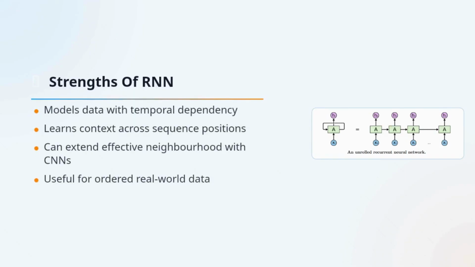One major advantage of RNN is that it can model sequence data, where each sample may depend on previous ones. That means it is naturally suited for ordered data instead of isolated inputs. In some applications, RNNs are also combined with convolutional layers to capture broader context. So for sequence-aware learning, RNN offers a very important foundation.